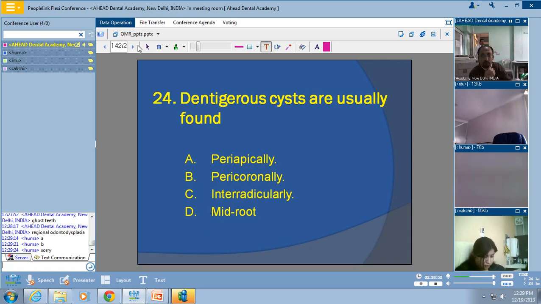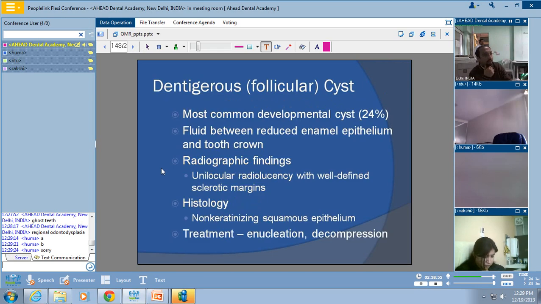And remember, I had asked you a question right at the beginning, which is the most common odontogenic cyst? Radicular cyst is the most common odontogenic cyst, but if you are asked the most common developmental cyst, it becomes your dentigerous cyst, which is also known as follicular cyst. Okay? What is the biggest complication of the dentigerous cyst? The biggest complication for OKC was that it was recurrent, but the biggest complication for the dentigerous cyst would be ameloblastoma.